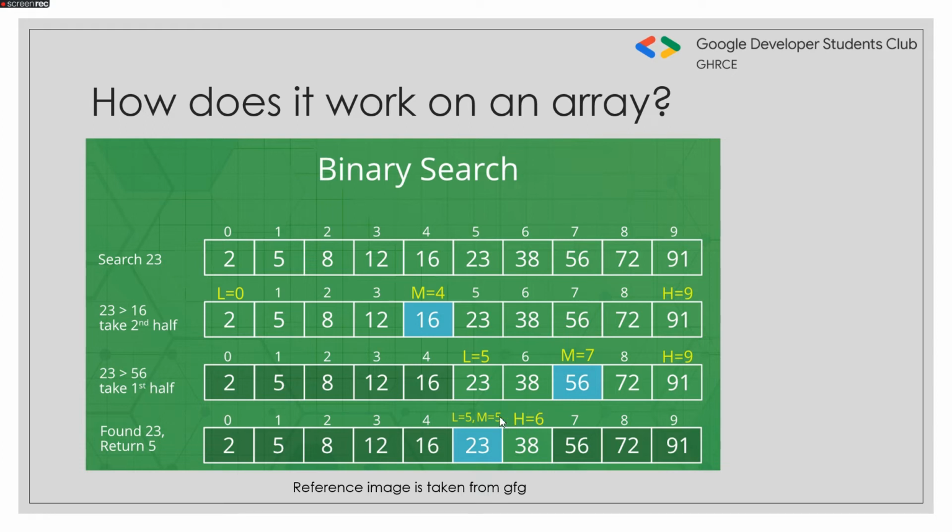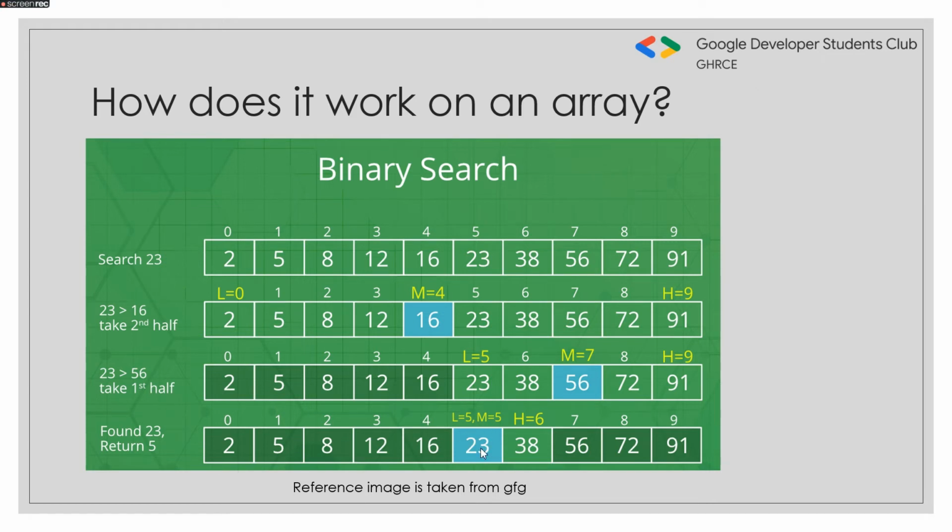Then we will calculate the average of the low and high, which is 5 plus 6 by 2, which means 11 by 2, which is 5.5. So our middle will be at 5. So we'll check if mid is equal to the target or the key that we want. So 23 is equal to 23. That means we found our element, our key value in the array, and we will just return that middle element.